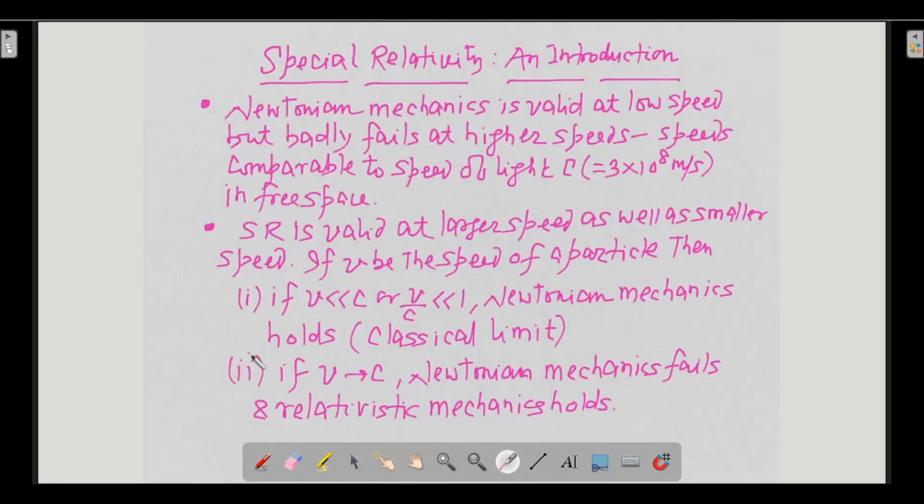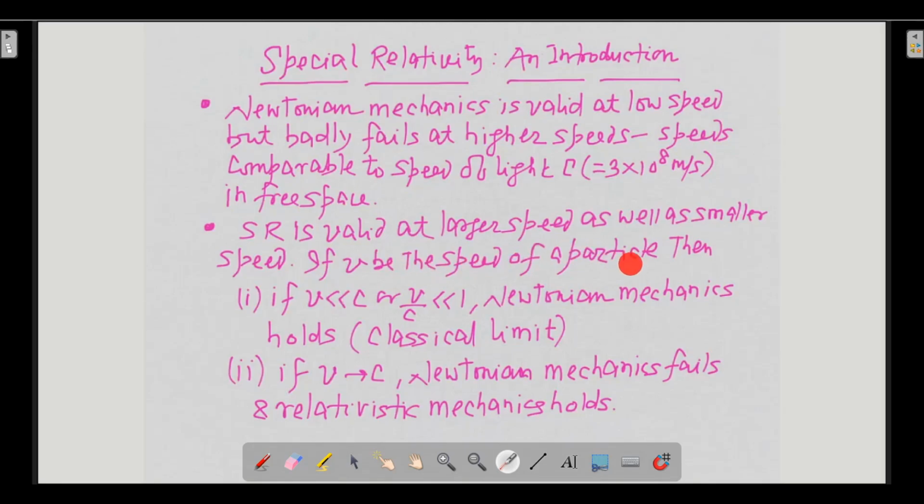Classical mechanics is valid only at smaller speeds, whereas special relativity is valid at larger speed as well as smaller speed. If you apply special relativity on an object moving with 100 meter per second, you will get the same result as classical mechanics, because special relativity is applicable at larger speed as well as at smaller speed. Special relativity is universal, but classical mechanics is not universal. So Newtonian mechanics will apply to only this particular case, but special relativity will apply to both.